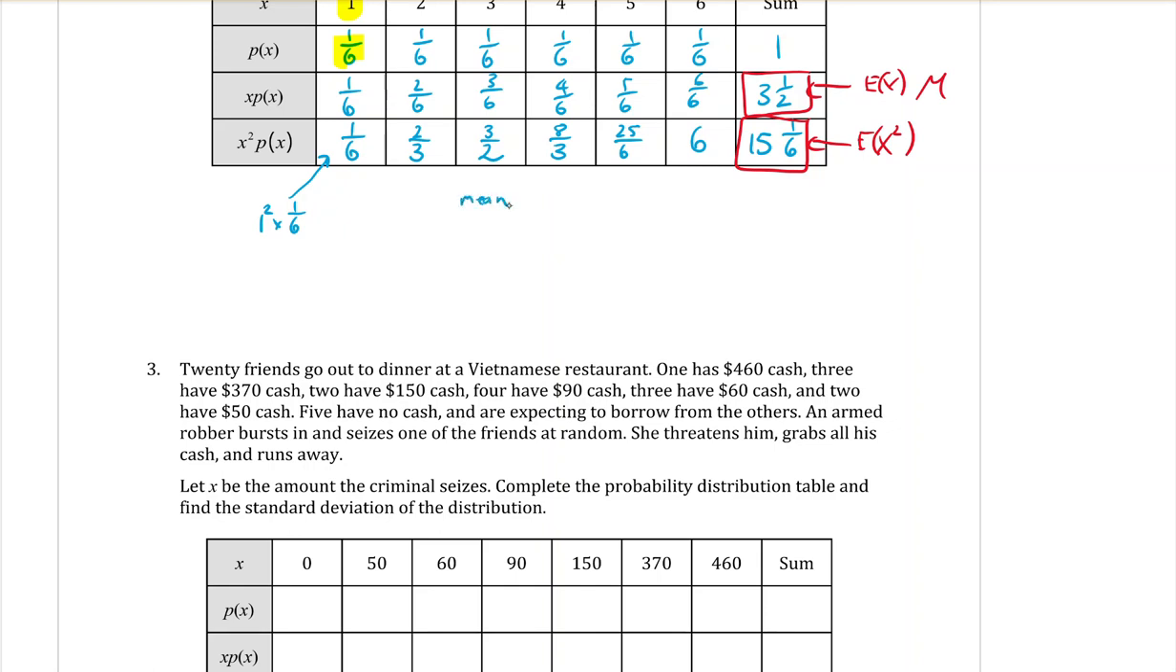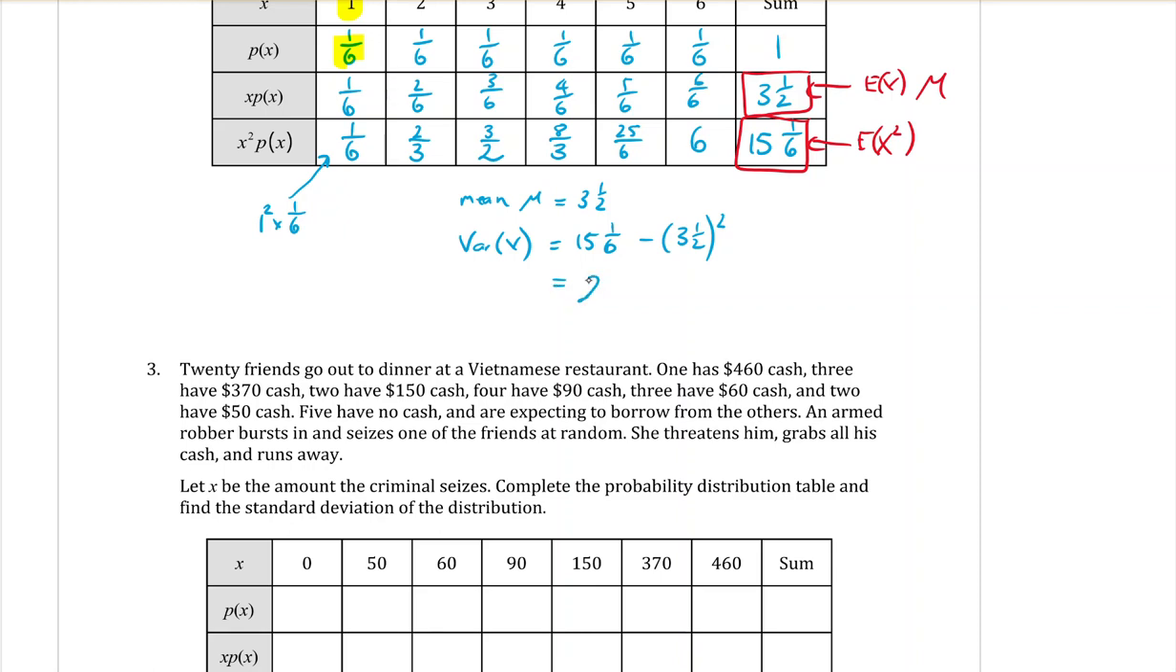I'm going to write down the mean. I've already got the mean is 3.5. To finish my variance of x, you take that e of x squared, which was 15 and 1/6, and I have to subtract off mu, which is 3.5 squared.